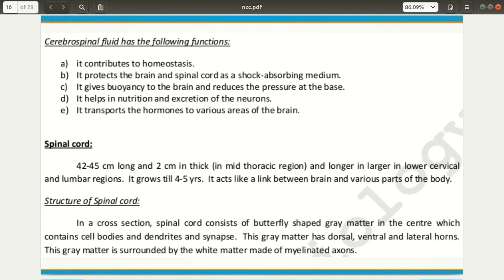If you look into the structure of a spinal cord in a cross section, it looks like a butterfly shaped gray matter in the center, which contains cell bodies and dendrites and synapses. The gray matter has dorsal, ventral and lateral horns. This gray matter is surrounded by the white matter made up of myelinated axons.